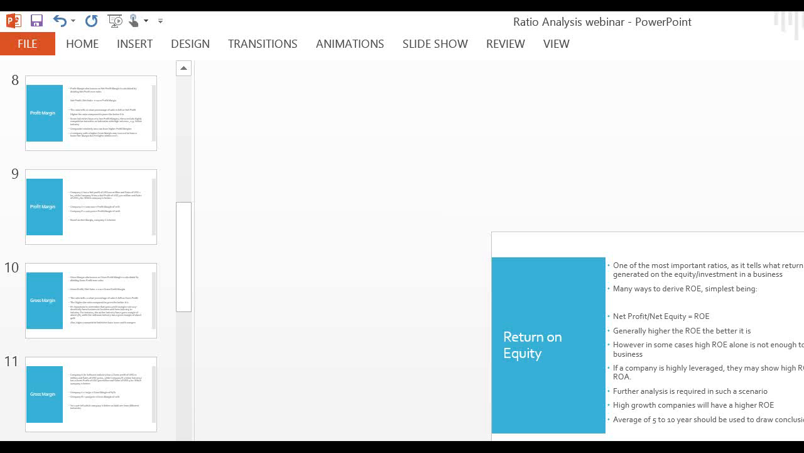High growth companies have high ROEs. An average of 5 to 10 years should be used to draw conclusions. Again, as I mentioned earlier, in certain situations companies have one-off events when a certain year would show a very high profit that is not due to the normal activities of the business, but because the business sold a part of its fixed assets, or got a huge return on its investment.